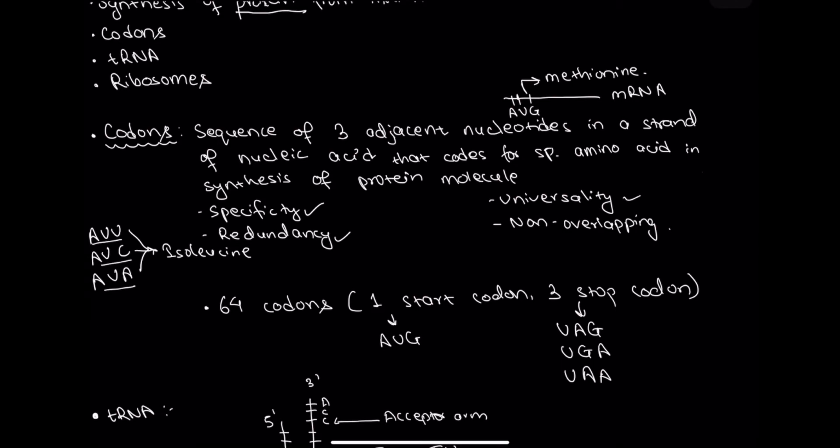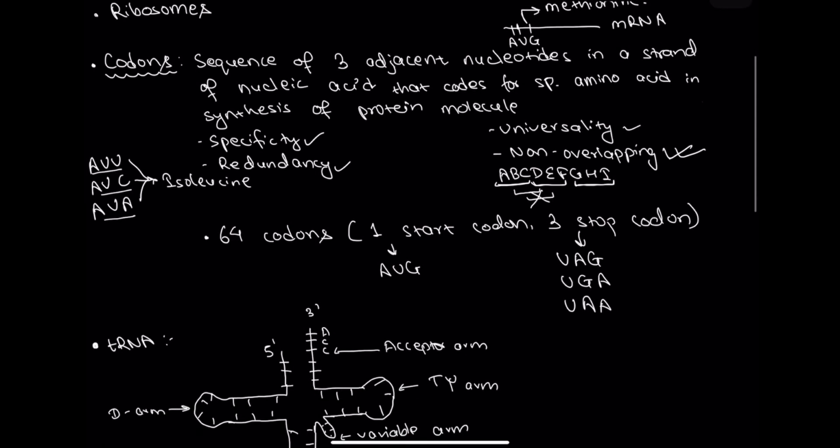Another is non-overlapping. It means, for example, there are codons A, B, C, D, E, F, G, H, I. So these are non-overlapping. ABC will code for one amino acid, then DEF will code for another amino acid. Likewise, GHI will code for another. There won't be any BCD or CDE. The codons will be non-overlapping to each other.